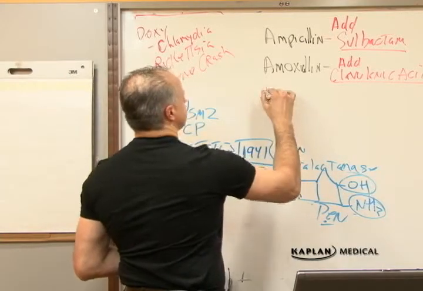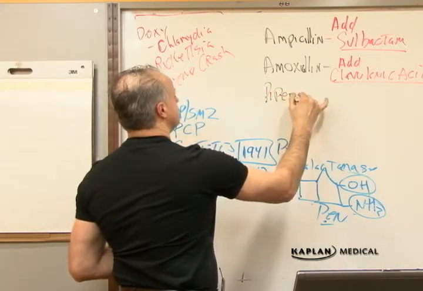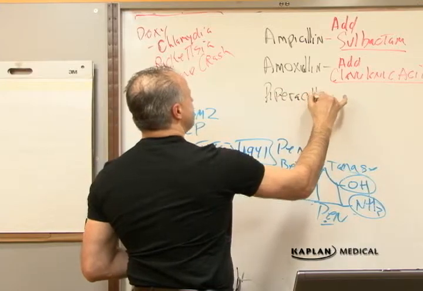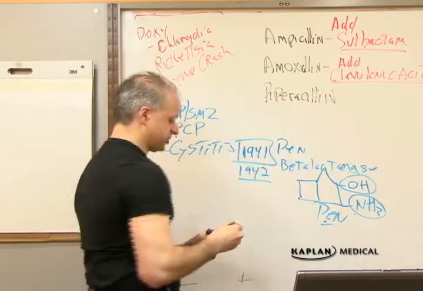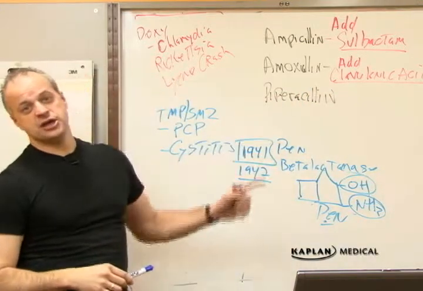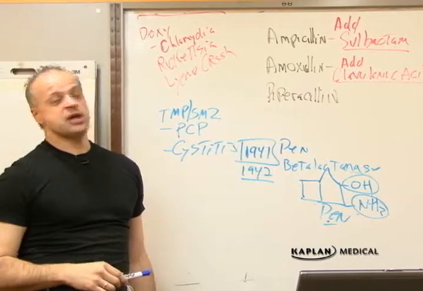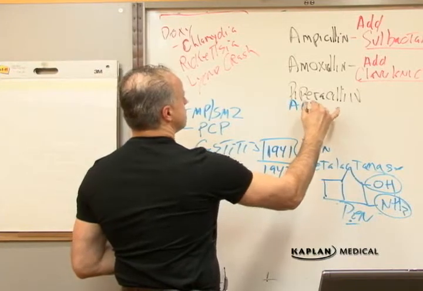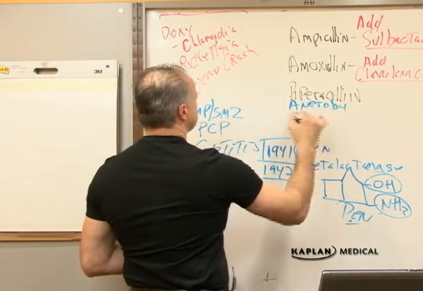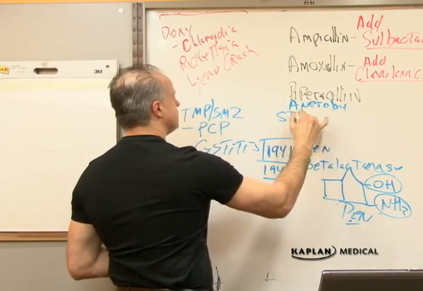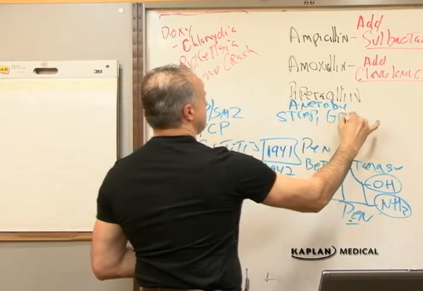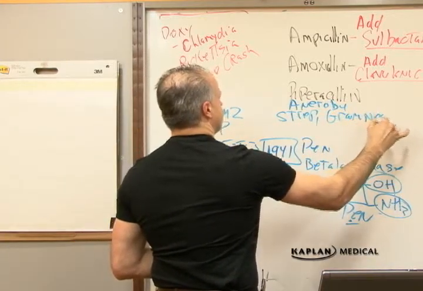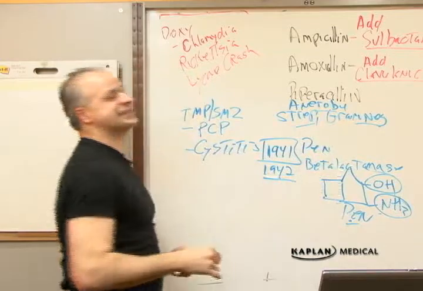Well, now let's see. We have piperacillin, and piperacillin has very good gram-negative coverage. Piperacillin is a gram-negative drug. Piperacillin is an anaerobic drug. Piperacillin is a strep drug. Piperacillin covers a lot of things, but what does it not cover?